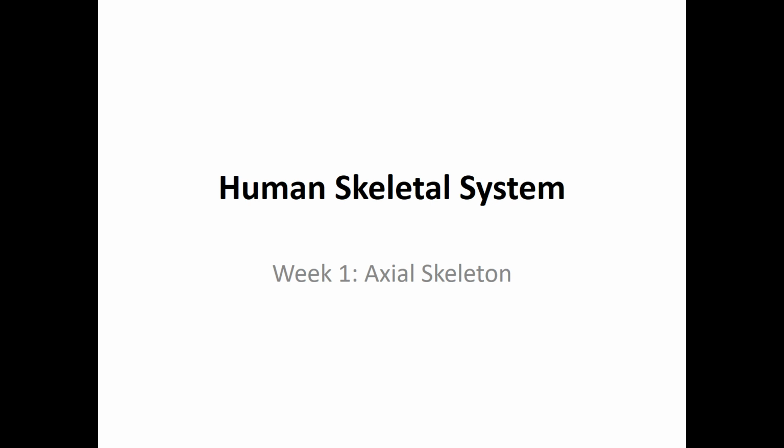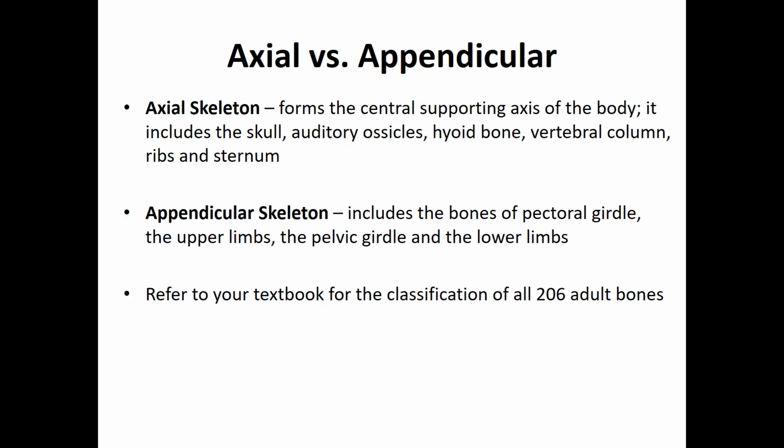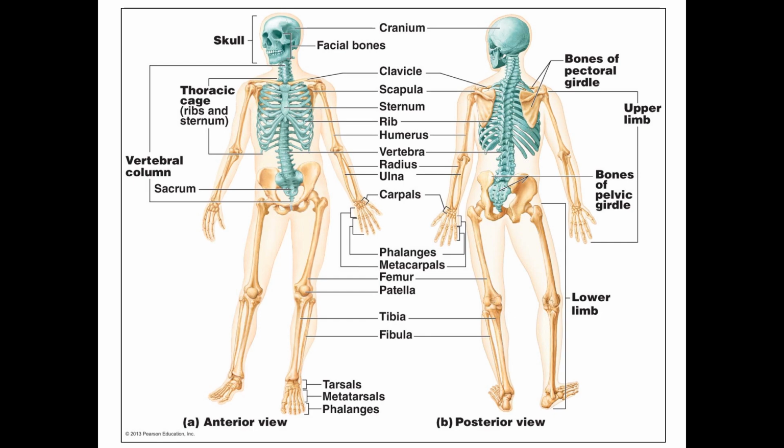In this video, we'll discuss all of the activities you'll learn in week 1 of the human skeletal system. We'll be focusing on the bones of the axial skeleton. To define this, the axial skeleton forms the central supporting axis of the body. It includes the skull, auditory ossicles, the hyoid bone, vertebral column, ribs, and the sternum. In this image, you can see the teal color identifying those regions of the axial skeleton.